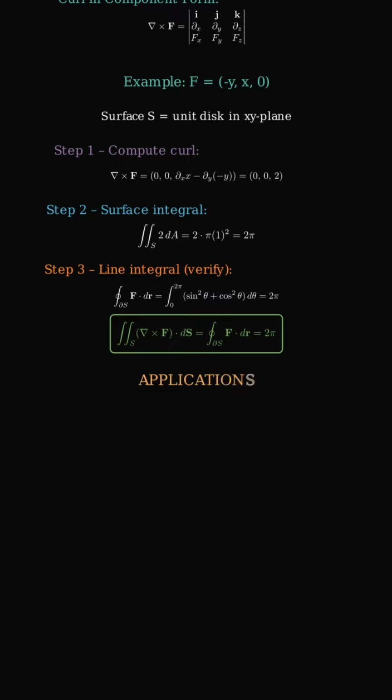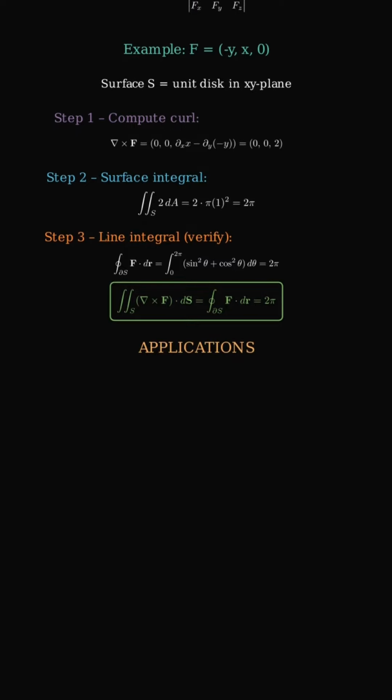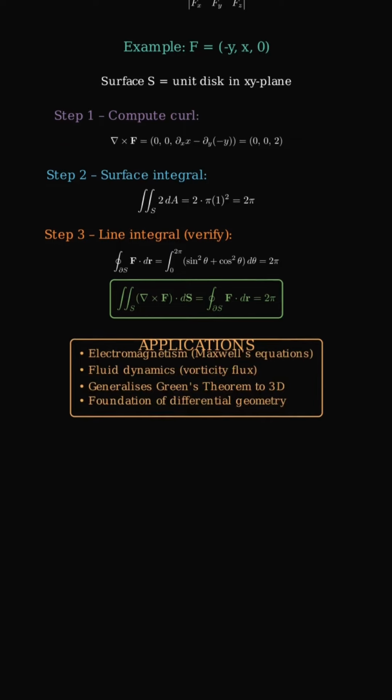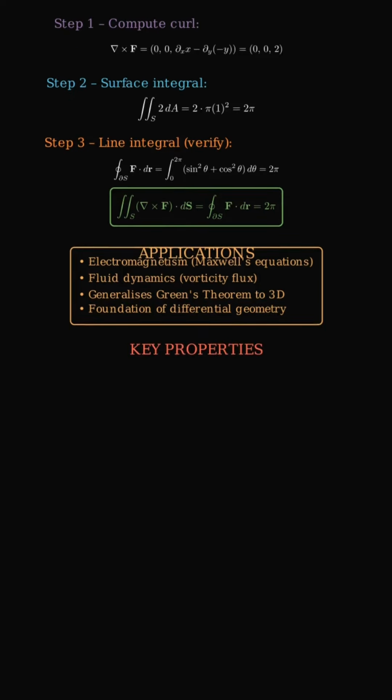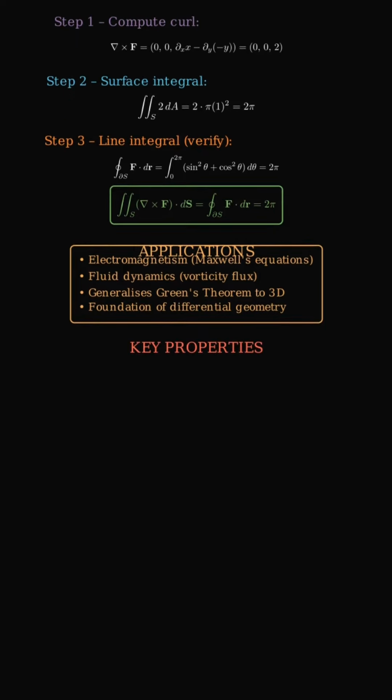Now, some key properties. The orientation matters. The direction of the boundary must match the surface normal. The result does not depend on the exact shape of the surface. Any surface with the same boundary will give the same answer. Green's theorem is actually a special case of Stokes' theorem, and in higher mathematics it extends to many dimensions.